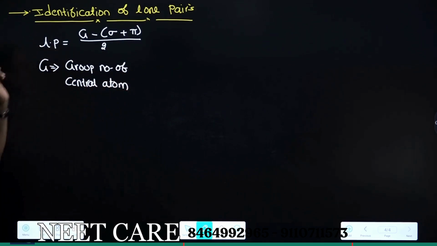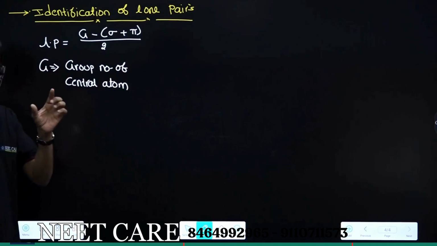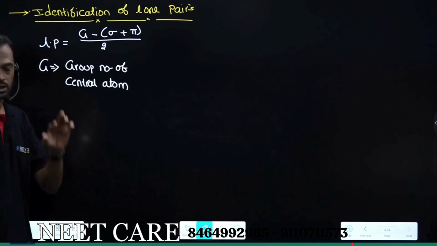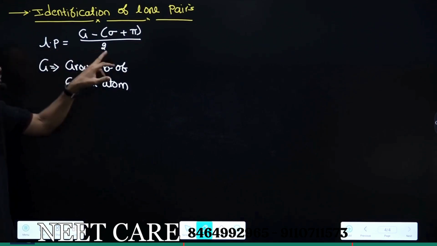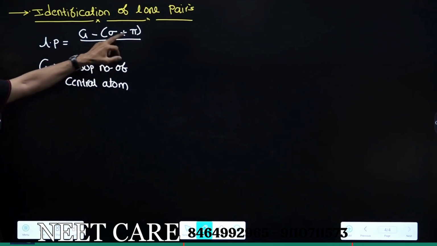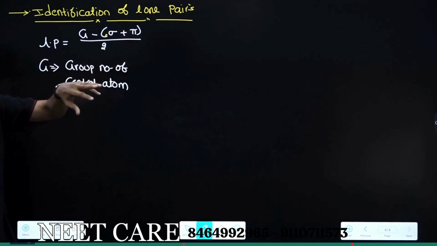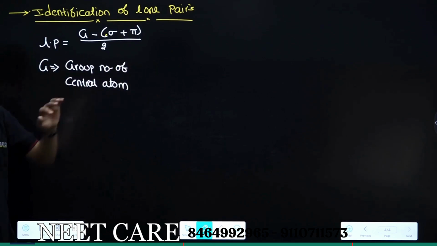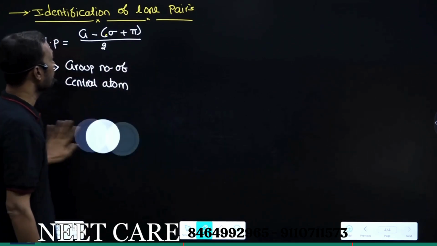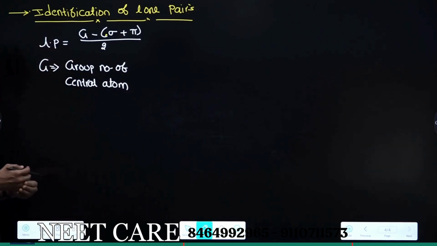Now we know LP is nothing but the number of lone pairs of a given molecule that gets surrounded by the central atom. G is the group number, and sigma plus pi is nothing but the number of sigma bonds and pi bonds around the central atom. We'll understand by taking one example. This is the formula to calculate the number of lone pairs present around the central atom.